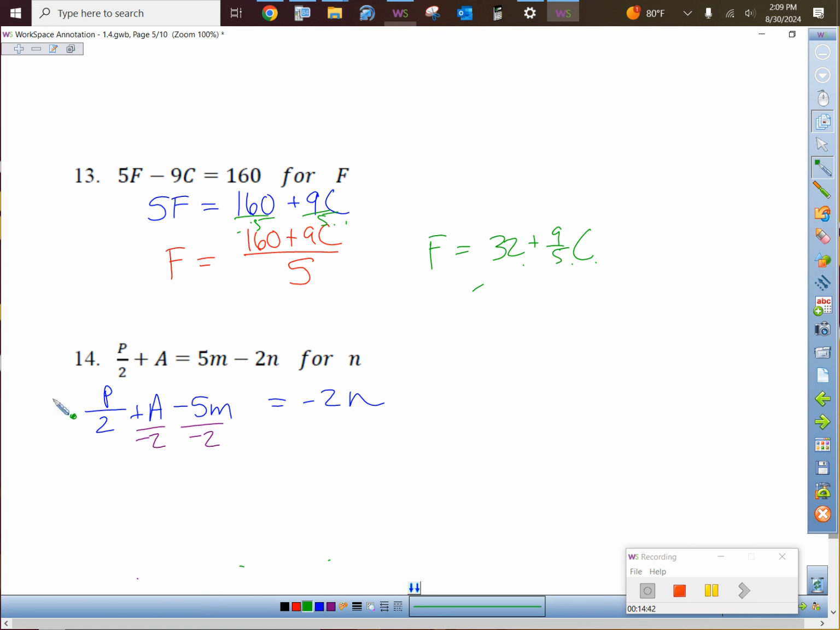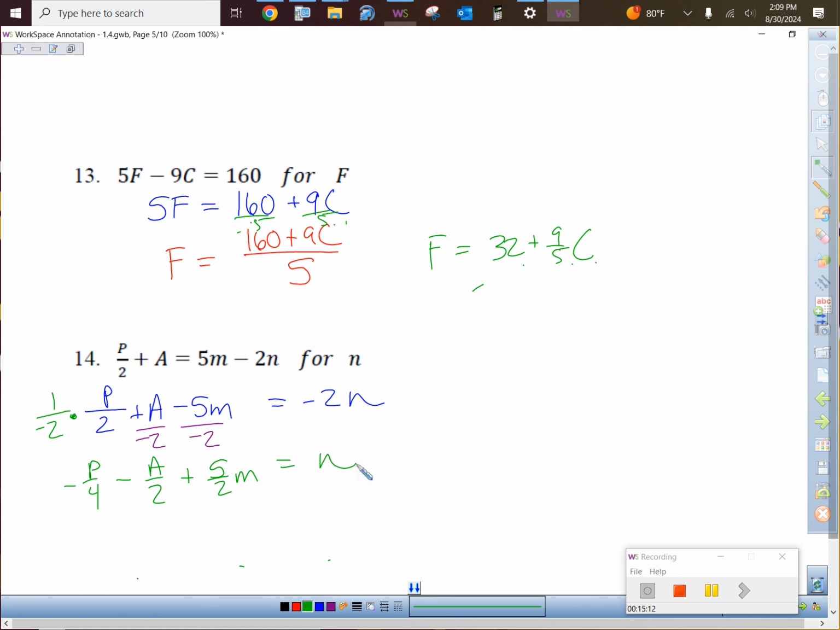I'm instead going to multiply by the reciprocal of that, which is 1 over negative 2. Again, not the opposite reciprocal, just the reciprocal of it. So each nugget got divided by 2. In purple, it's true division. Here in green, I changed it to multiplication. So that would be negative p over 4 minus a over 2 plus 5 halves m equals n.